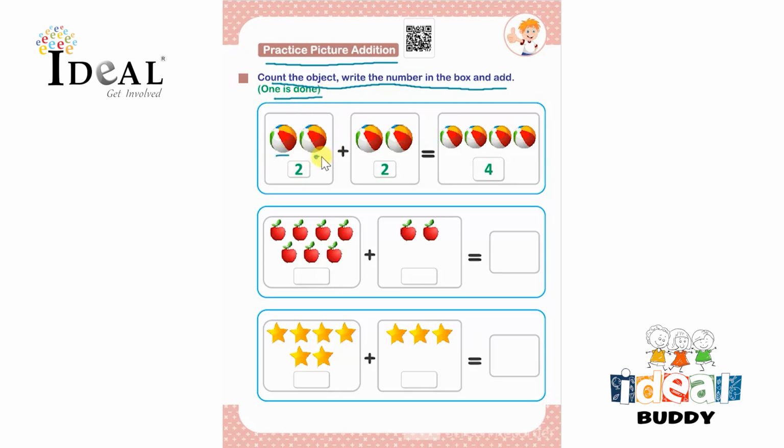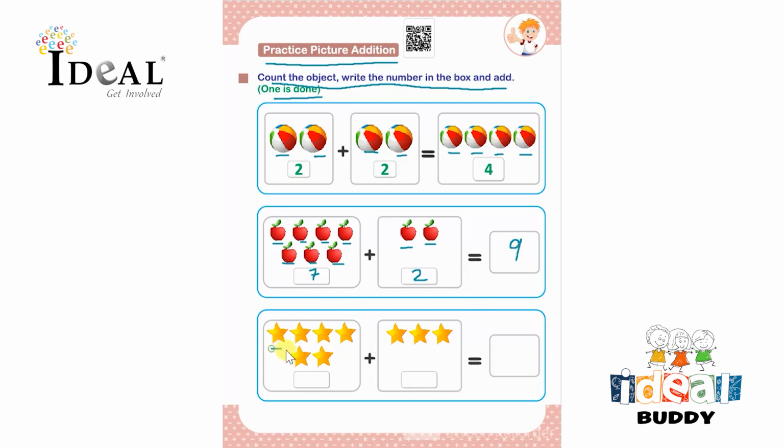So there are 1, 2, 2 balls here. Then 1, 2, 2 balls here. So when they are put together, or when we add the number of balls, we have 1, 2, 3, 4. So there are 4 balls altogether. After that we have 1, 2, 3, 4, 5, 6, 7 apples over here and 2 apples over here. So when all the apples are put together, we have 7 plus 2 equals 9 apples.